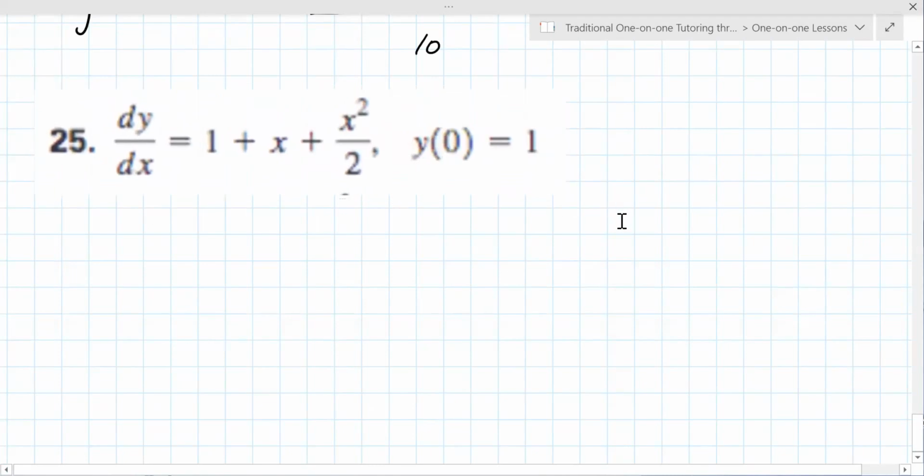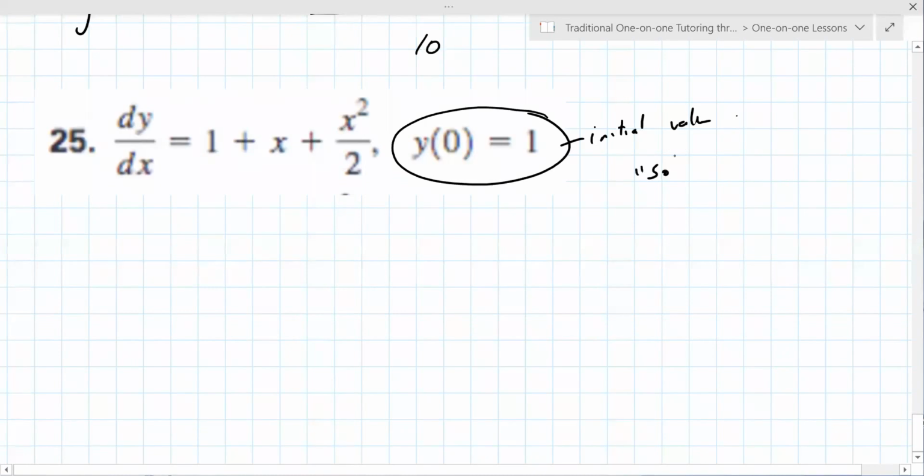It's really a differential equation, but they're calling it an initial value problem because this is the initial value that they're giving you. In other words, you're going to be able to solve for C when you're done, the constant of integration.